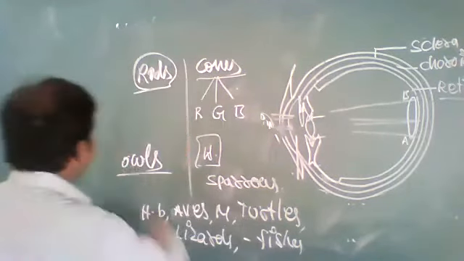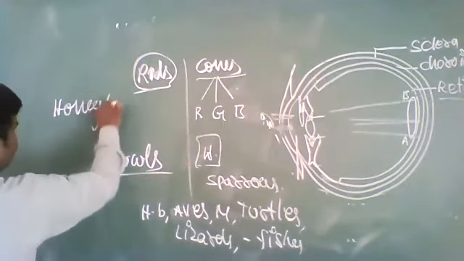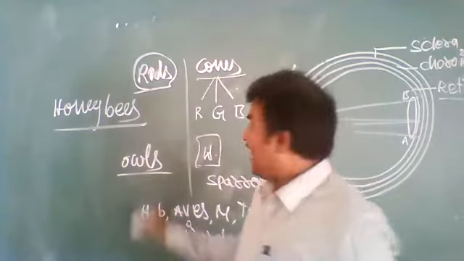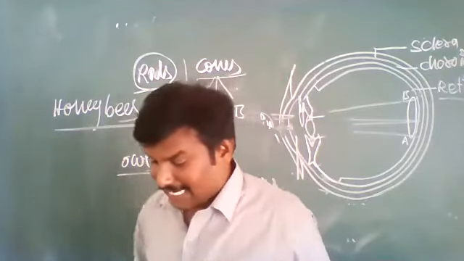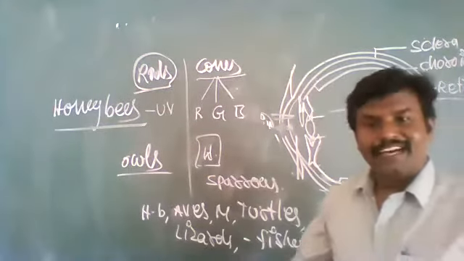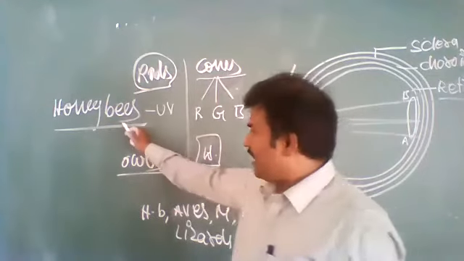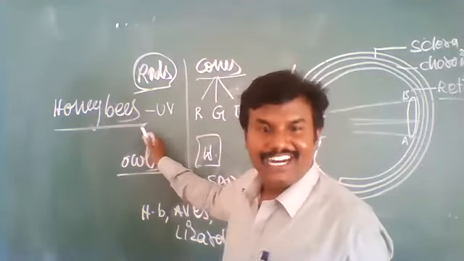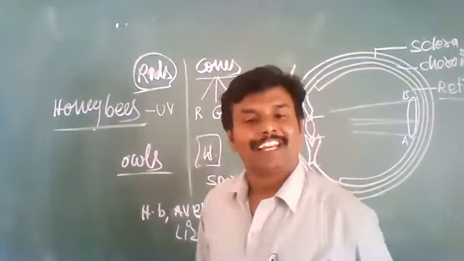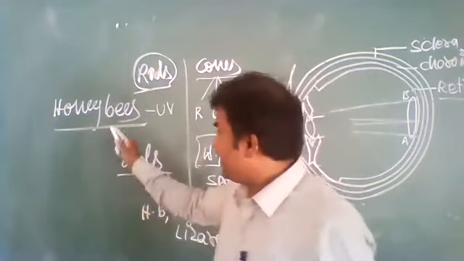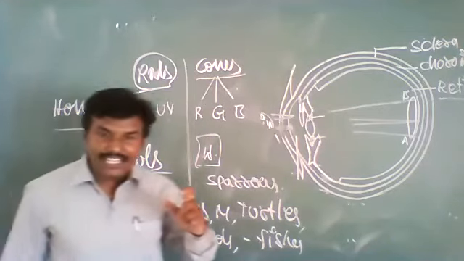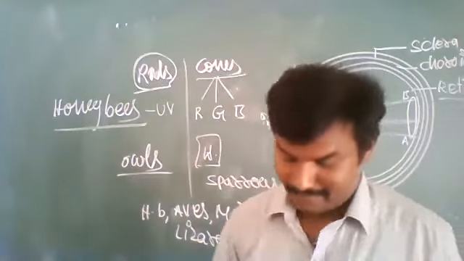The most important thing is honeybees. Honeybees can even see ultraviolet light, which cannot be seen by human beings. We cannot see ultraviolet light, but honeybees can see. That means honeybees' vision is more effective than ours. Okay?